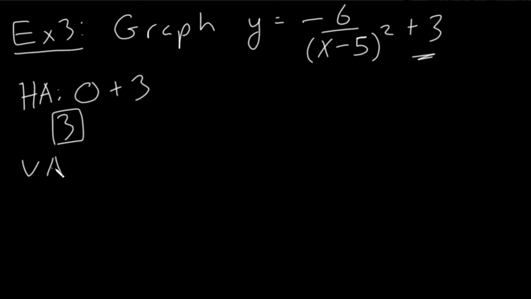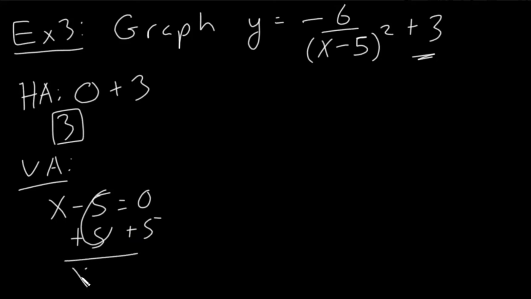We take a look at our vertical asymptote, and of course here we're going to set x minus 5, what we see in the denominator, equal to 0. And ask yourself, what would you do to get rid of a negative 5? Well, of course, we will add 5 to both sides, and this will give us x equals positive 5. So we have a vertical asymptote at 5.